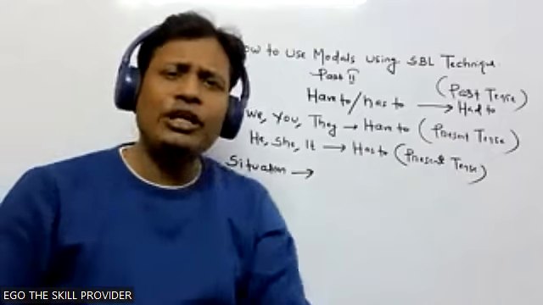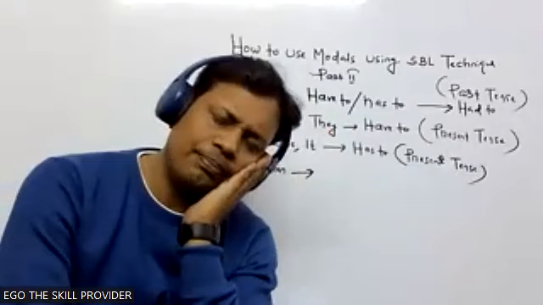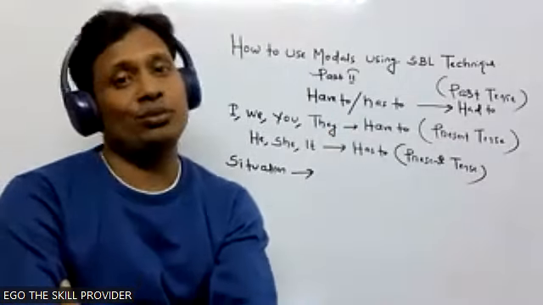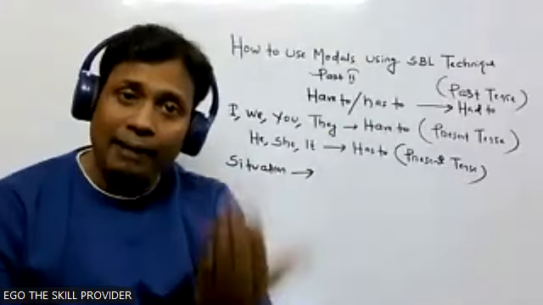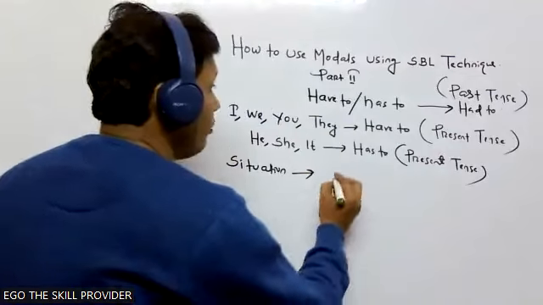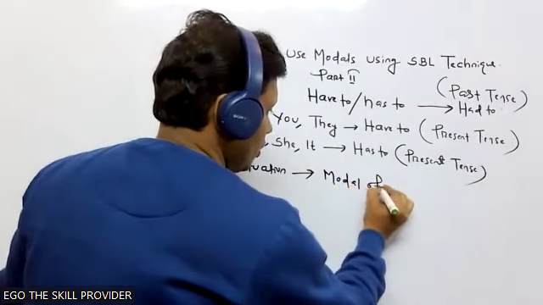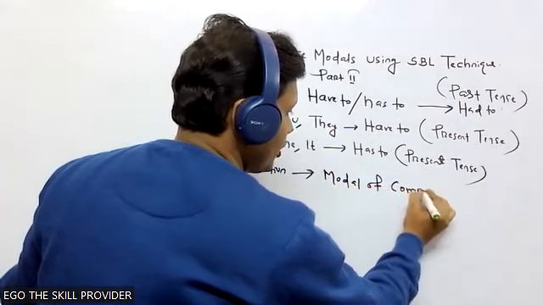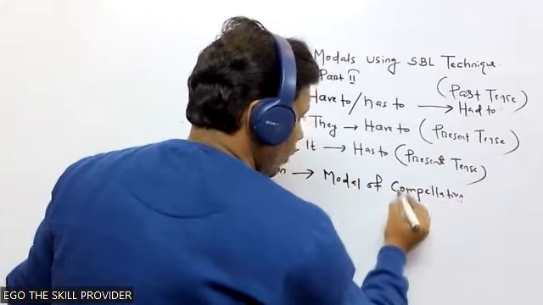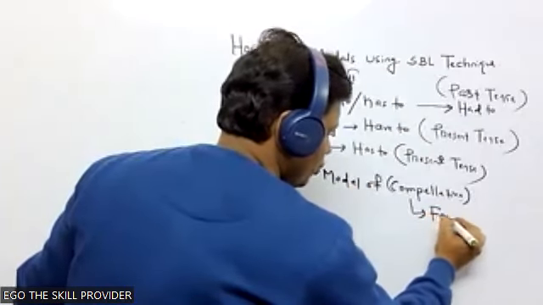Got it? Suppose it's 8 o'clock, I have a headache right now. I want to sleep. But since you are joining with me, I have to teach you. So have to is the modal of compulsion. What is called compulsion? Compulsion means somebody is forcing you to do something.